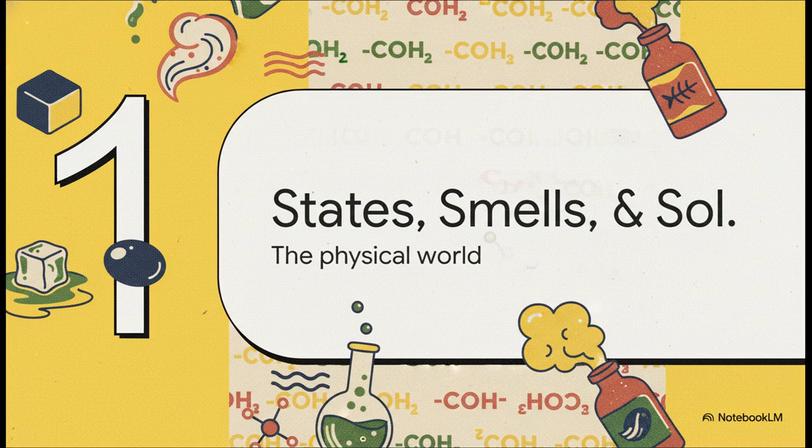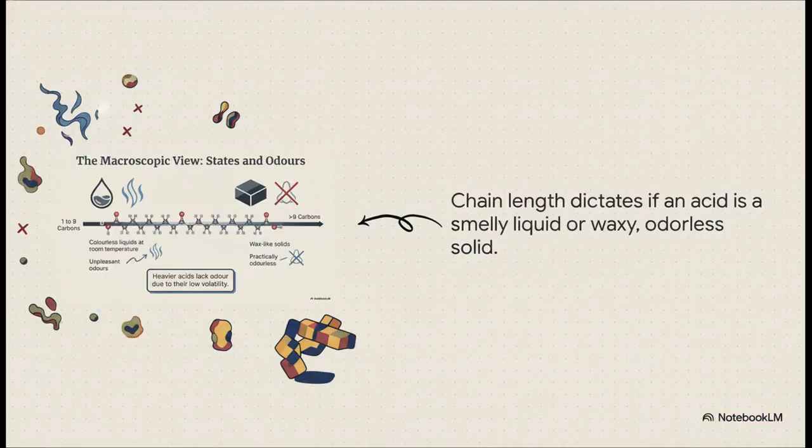Okay, let's start with the basics. What are these things actually like in the real world? We're talking about their physical states, what they smell like, and how well they play with water. So what's really fascinating here is that there's a super clear pattern. If you look at carboxylic acids with short carbon chains, say up to 9 carbons, they're colorless liquids with some pretty unpleasant odors. But as that carbon chain gets longer and longer, they become waxy solids. And because they're not flying up into the air as easily, they're pretty much odorless. It really is all about the size.